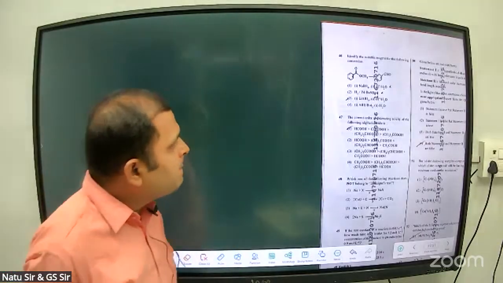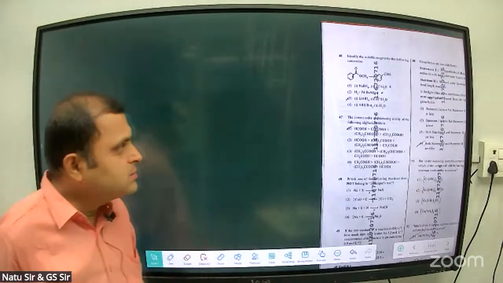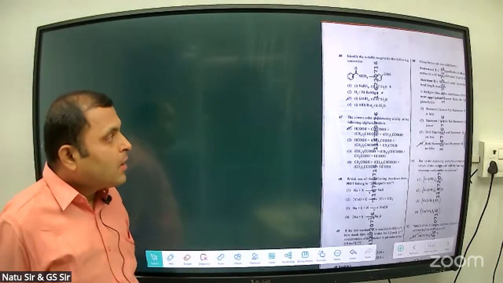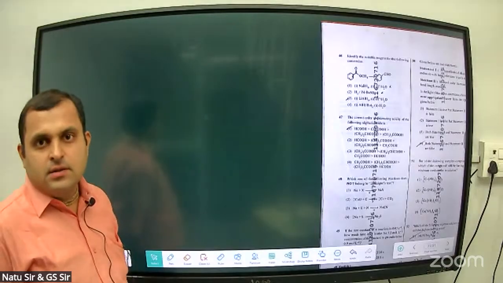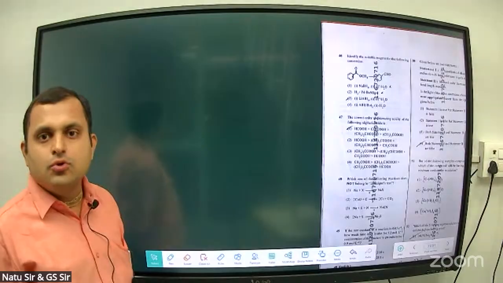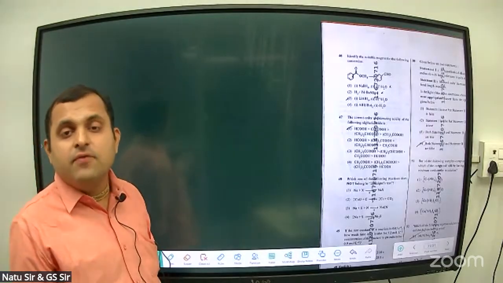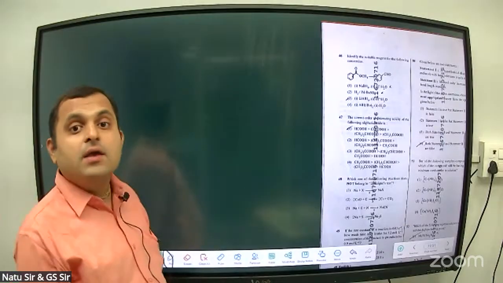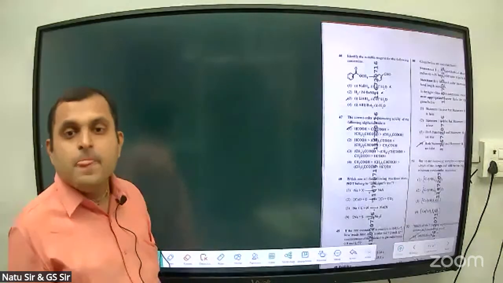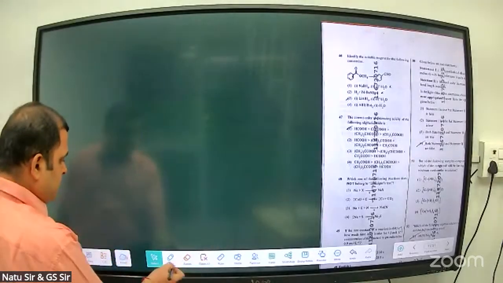Question number 47. The correct order of decreasing acidity of the following aliphatic acids. So, among aliphatic acids, in the homologous series, as the number of carbon atoms goes on increasing, size of alkyl increases and its inductive effect increases. Inductive effect is an electron donating effect, because of which acidity decreases.